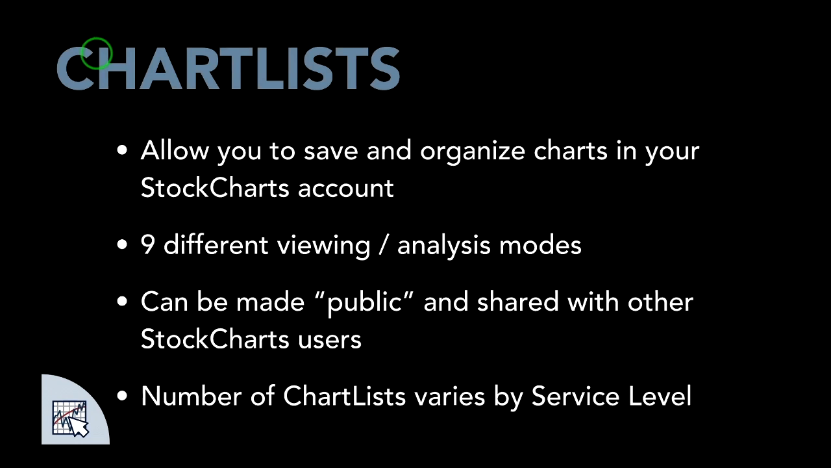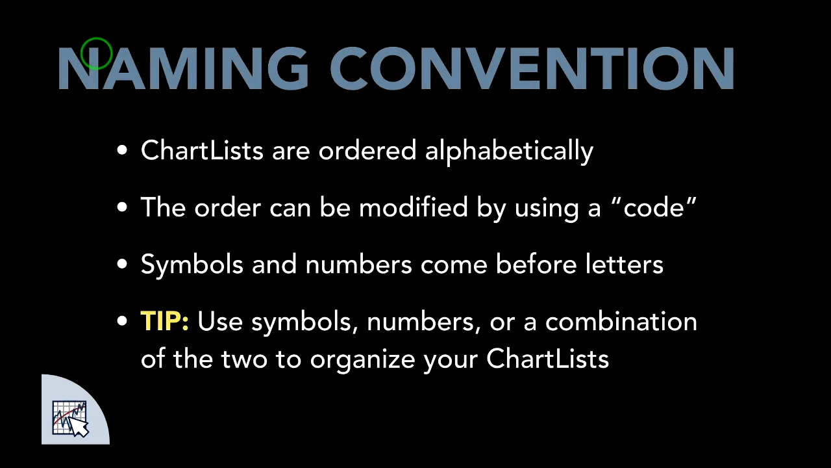So if you're a basic user, you get 1 chart list. It's just called your default list. If you're an extra user, you get 250 chart lists. And if you're a pro user, you get 350 chart lists. So what I'm going to show you here, like I said, is how I personally organize my chart lists.